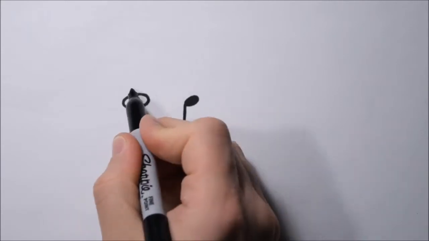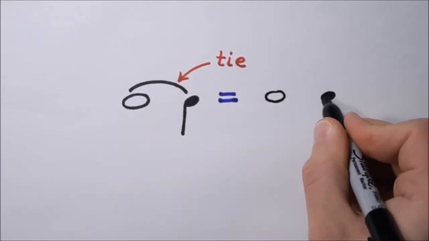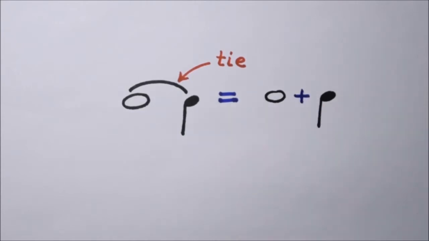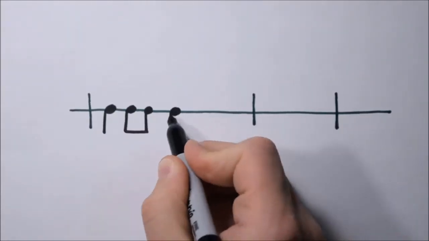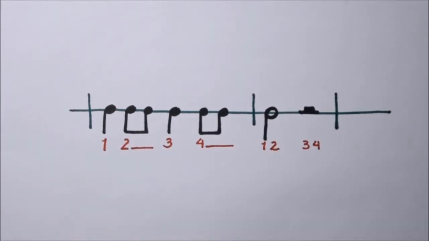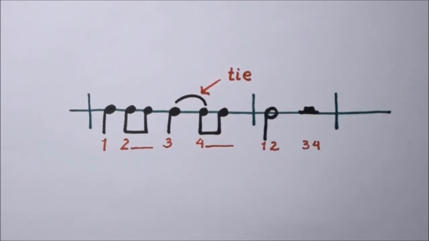The first way to do this is to take two notes and to link them up with a tie. The resulting time value is the added lengths of the combined notes. For instance, in two measures of common time, we can either have this: 1, 2, 3, 4, 1, 2, 3, 4, 1, 2, 3, 4. Or by tying two of the notes, we get 1, 2, 3, 4, 1, 2, 3, 4.